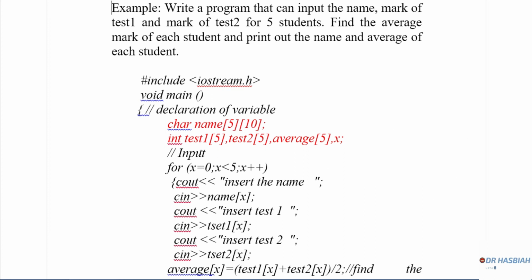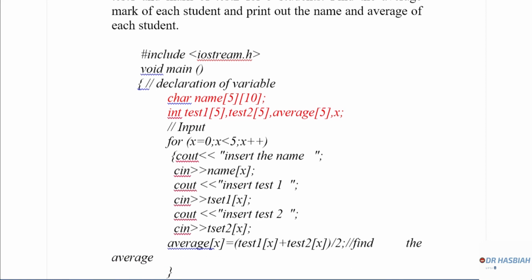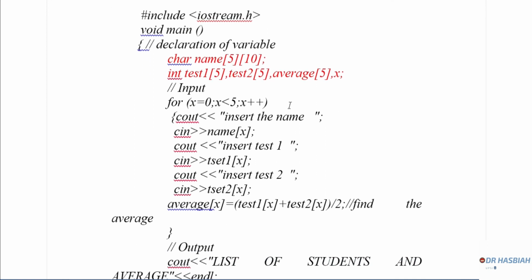Then I have the input here. I put the comment input. We want to input the data now: the name and the tests for the student. For x equal to 0, it must start from 0. I've told you already that the index or subscript for an array must start from 0. X less than 5, because we have 5 students, x plus plus. This is the open brace for the for loop, and this is the closing brace.